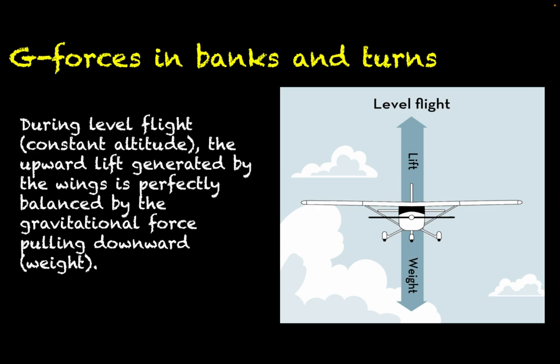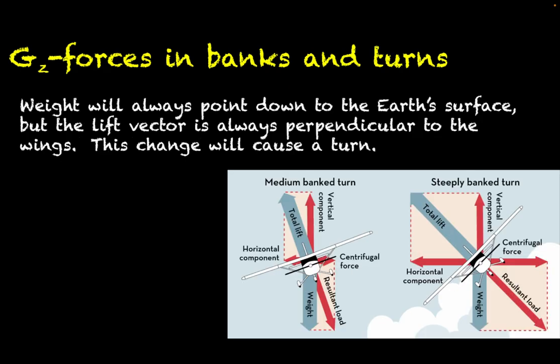But this is only really going to be feasible if you are not banking at all. As soon as you start banking, this is going to start changing some of the vector calculations. Like I said before, weight or gravitational force will always point down to the Earth's surface directly. But the lift vector is going to be dependent on the angle of the wings, or the bank angle. So if you start banking, whether it's a medium bank turn or a steeply banked turn, like I said, this is going to change the lift vector.